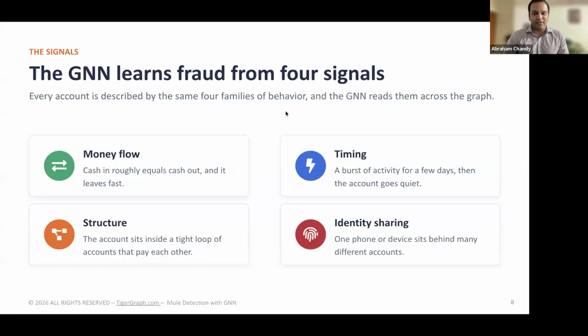Let's talk about the training real quick. The GNN wants to learn from fraud signals, so it can discern a fraudulent account from a regular account. So, what kind of signals do you want to share with the GNN? Logically speaking, you want to look for those patterns where a fraudulent account is vastly different from a clean account. Examples can be money flow. For example, a fraudulent account could have cash in roughly equal to cash out, and it leaves fast. Or the timing: a burst of activity for a few days, and then the account goes quiet. Or structural, for example, the account sits in a tight loop of accounts that pay each other. Or identity sharing, where one phone or device sits behind many different accounts.